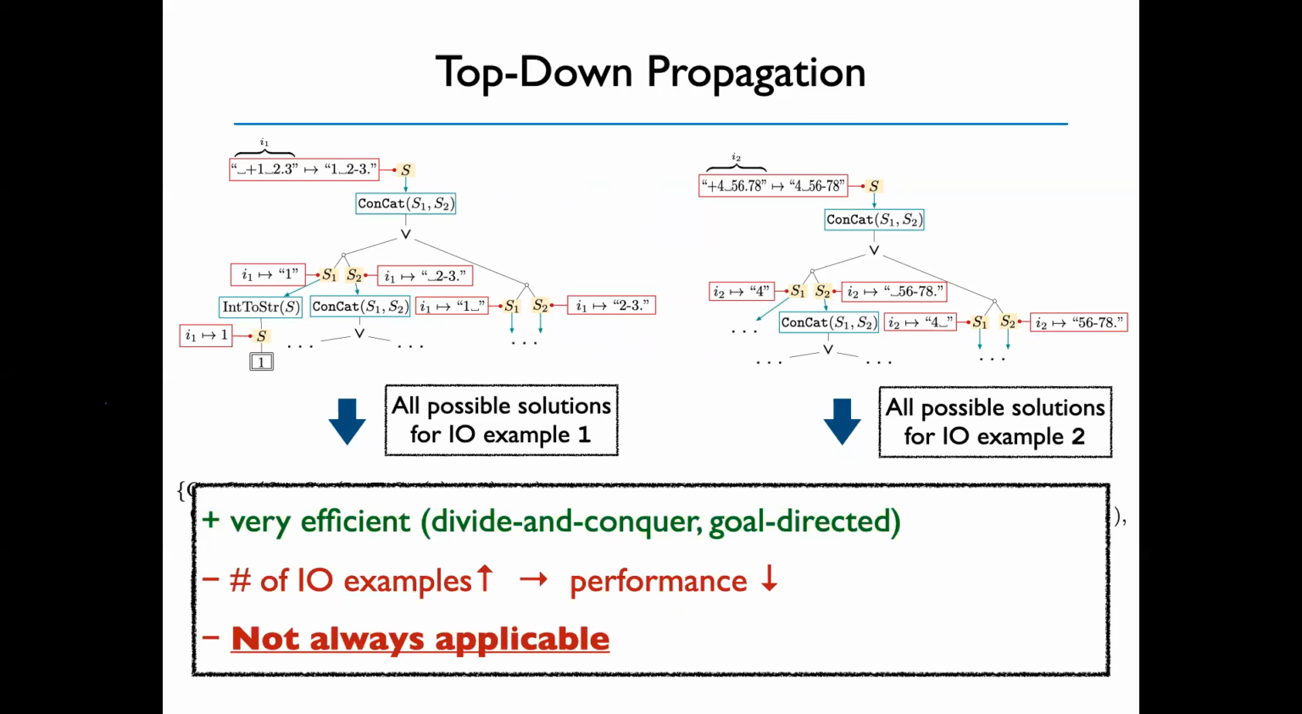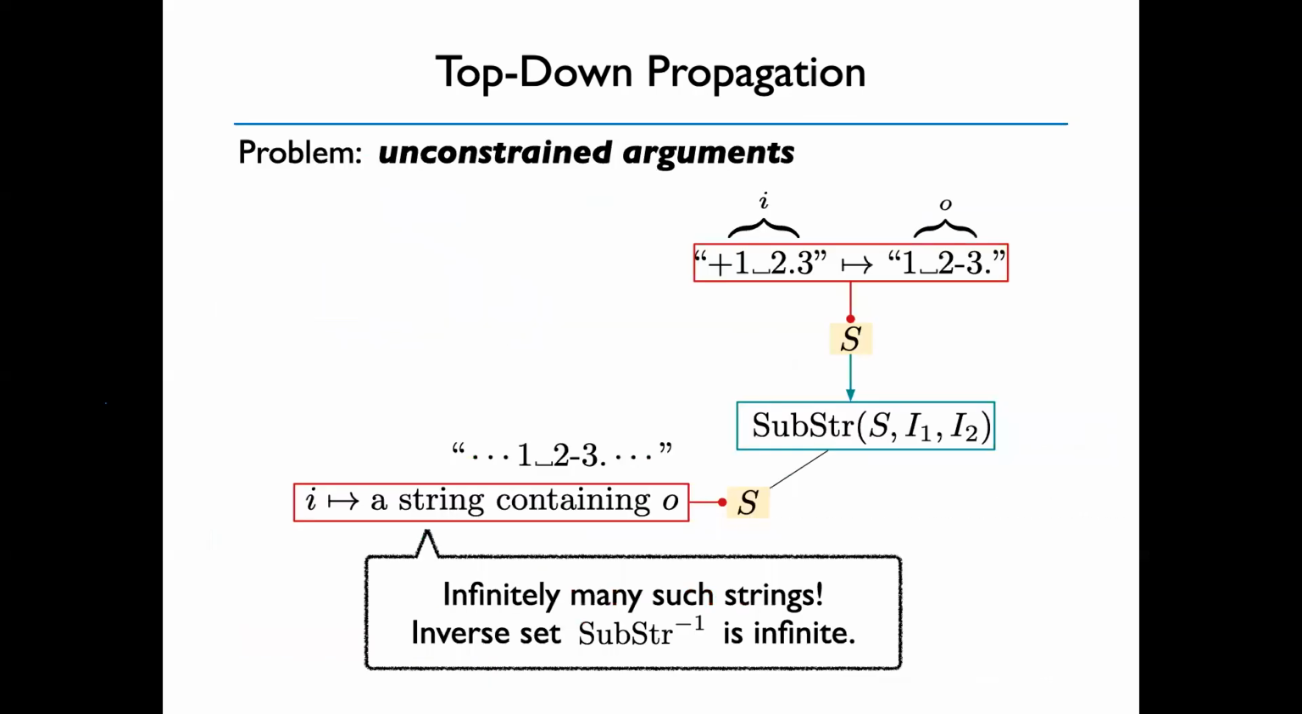This strategy is goal-directed in the sense that only subproblems related to the final goal are deduced, and it is very efficient through divide and conquer. However, this method does not scale well when a large number of input-output examples are provided because of the set intersection. And most importantly, this strategy is not always applicable. Then when is it inapplicable?